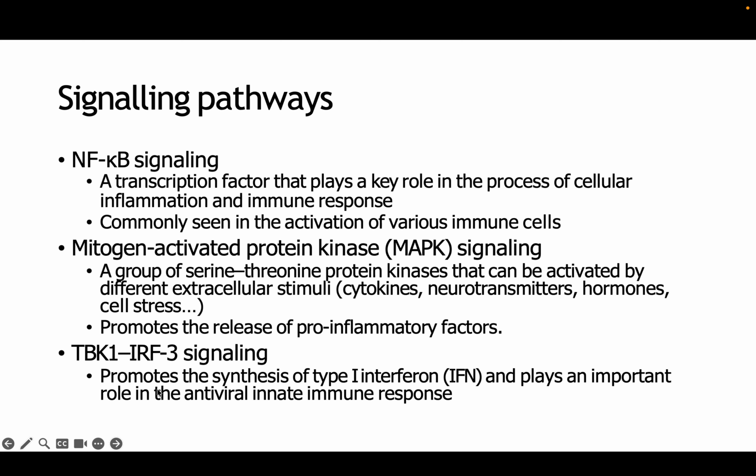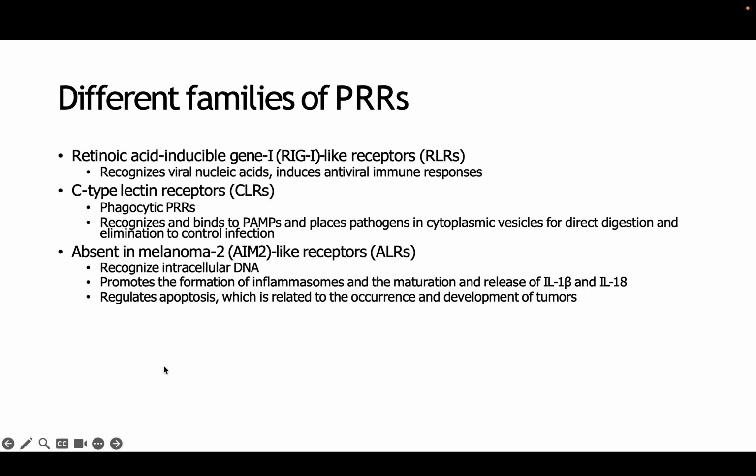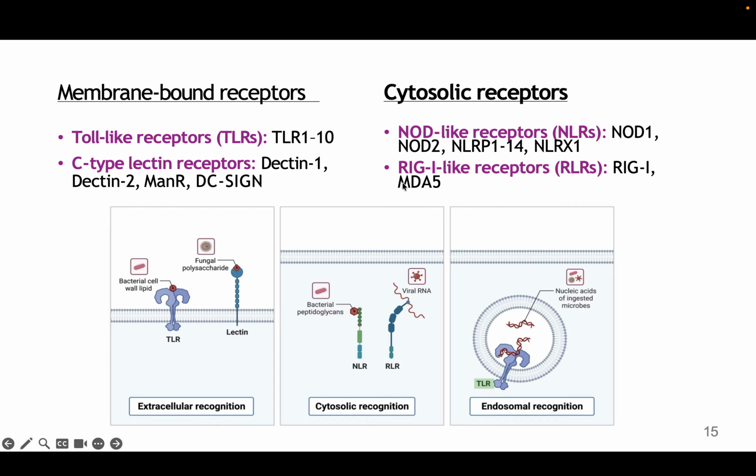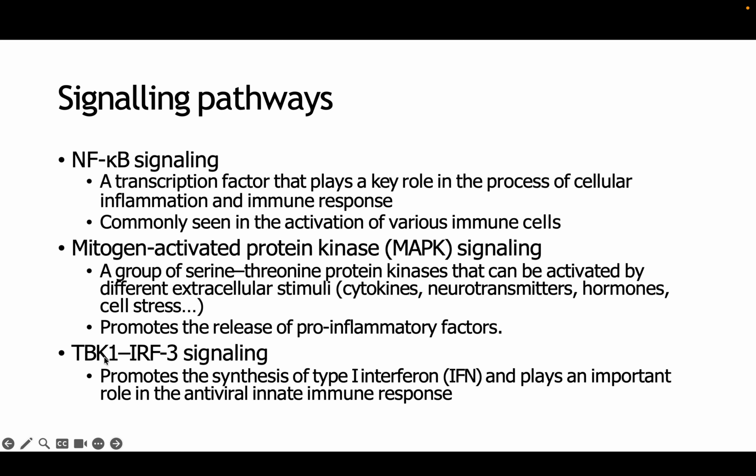Then you have this other type of signaling pathway, which is the TBK1 IRF3. And these are very important, mostly for viral innate immune responses. So this TBK1 IRF3, you mostly find it with RIG receptors. Because as we said, RIG receptors are very good at antiviral immune responses. So they really push this TBK1 IRF signaling pathway, which releases type 1 interferons. These type 1 interferons are very good for antiviral infections. We will be talking about them later in much more detail.